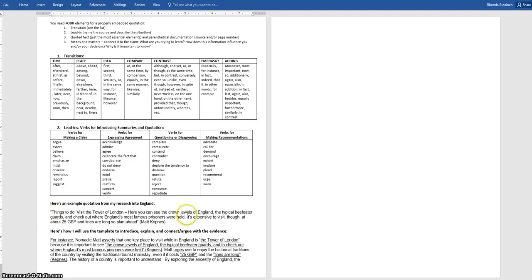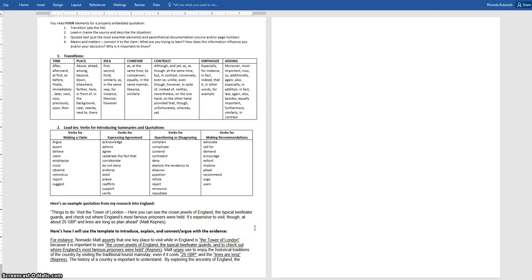Here's one of my quotes from my outline. I said, things to do, visit the Tower of London. Here you can see the crown jewels, the typical Beefeater guards, and check out where England's most famous prisoners were held. It's expensive to visit though, at 25 GBP, and lines are long, so plan ahead. Now here's how I will embed it into my paper.